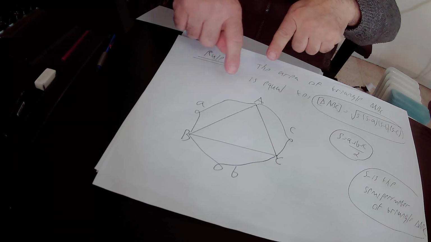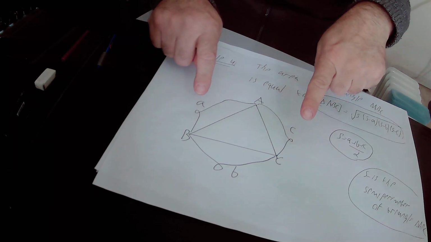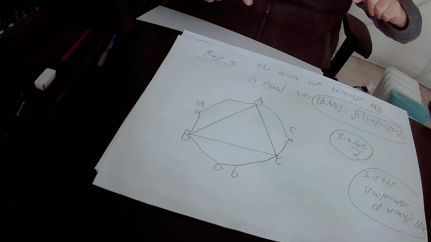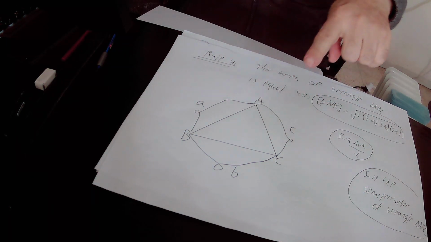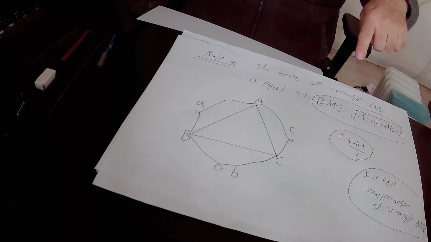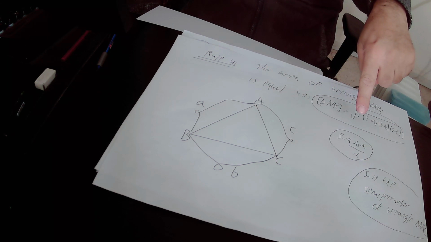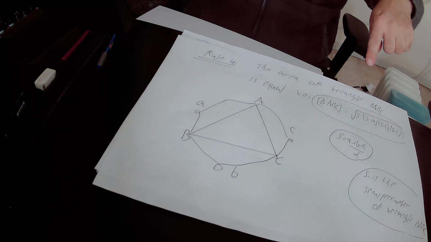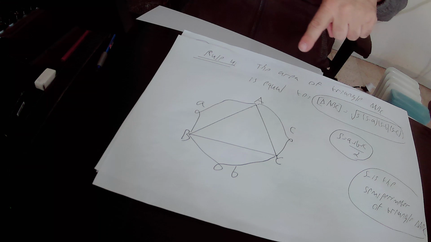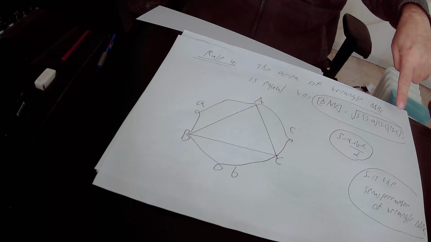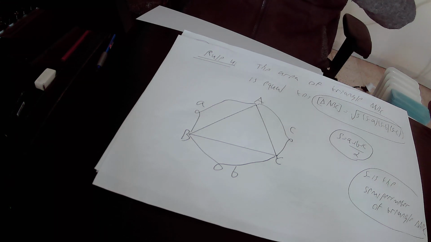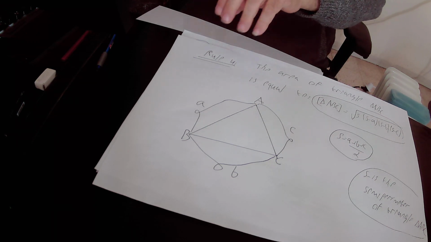a is the length of side AB, b is the length of side BC, and c is the length of side AC. Therefore, the area of this triangle ABC equals the square root of S, that is the semi-perimeter of this triangle ABC, (a plus b plus c) over 2, times (S minus a), times (S minus b), times (S minus c), all under the root. So actually we can implement rule number 4 in our drawing.